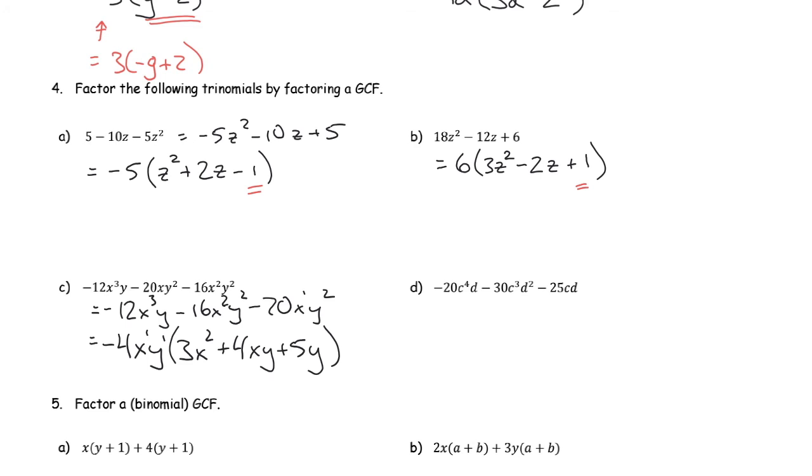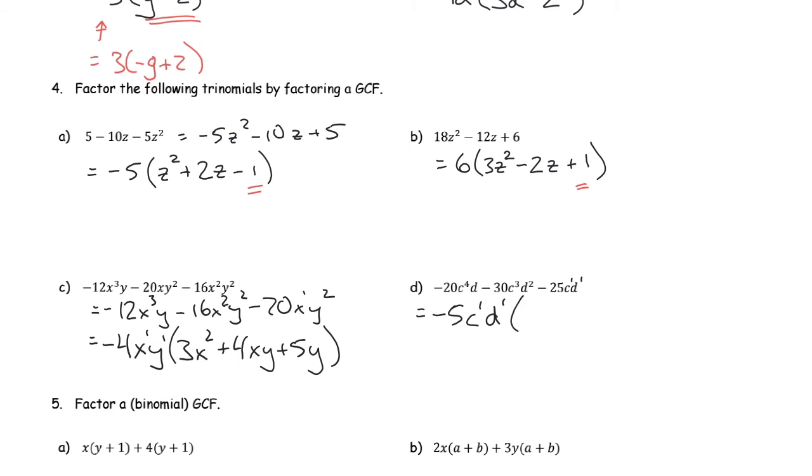And now finally, and I believe this one is actually okay in terms of the order there. I don't mind that. So -20, -30, -25, well, they're all negative. So I'm going to take out a negative. And yeah, between all those, looks like just -5 there. C to the 1, D to the 1, okay? Because those letters are common to all of them, but only to the power of 1. That's the highest power there.